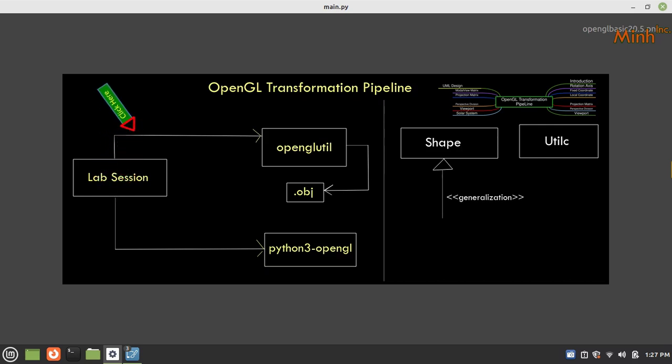So in the lab session, we'll write a package. In Python, it is a package. So we'll write a package or a module, and that module would use OpenGL util. So we have a kind of library package, and that reads up the .obj file. This is the UML diagram. And in that lab session, we'll also use the Python 3 OpenGL library. So this library has OpenGL code, and this has our own code to draw shapes and read the .obj.